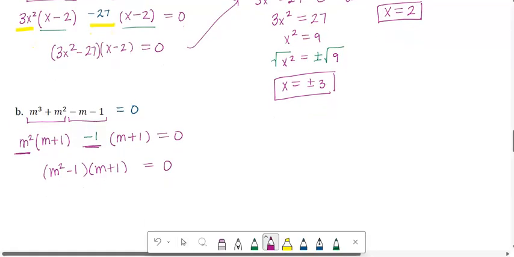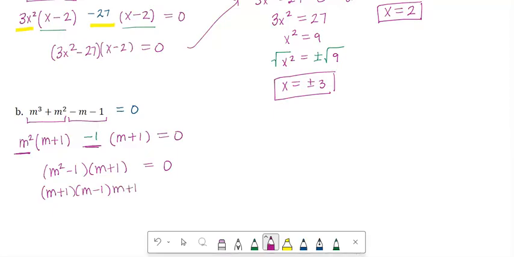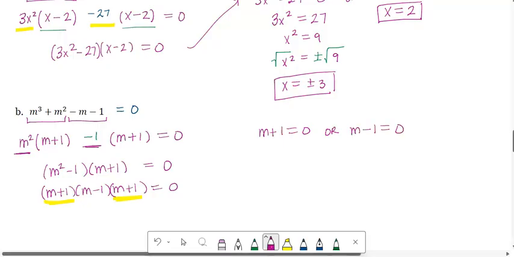M squared minus 1 is a difference of squares. It's m plus 1, m minus 1. So it looks like I have one of these terms that is repeated. So I'm going to have that either m plus 1 is equal to 0 or m minus 1 is equal to 0. I don't need to repeat the m plus 1 again because it'll give me the same answer, right? M is equal to negative 1 or m is equal to positive 1.